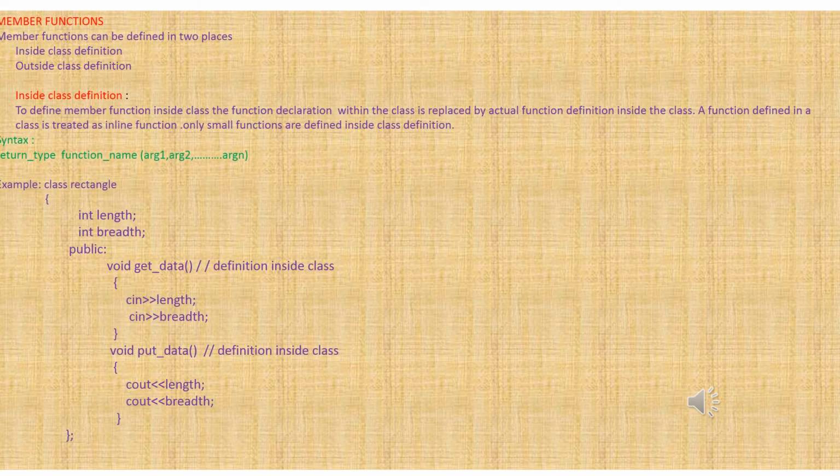Here is the syntax of inside class definition: return type, function name, argument 1, argument 2 and so on, argument n. Return type is the data type of the resultant value of that function. Function name is the name of the function. A function may take one or more arguments. To understand the concept of defining a member function inside a class, consider this example. In this example, the getData and putData functions are defined inside the class rectangle.